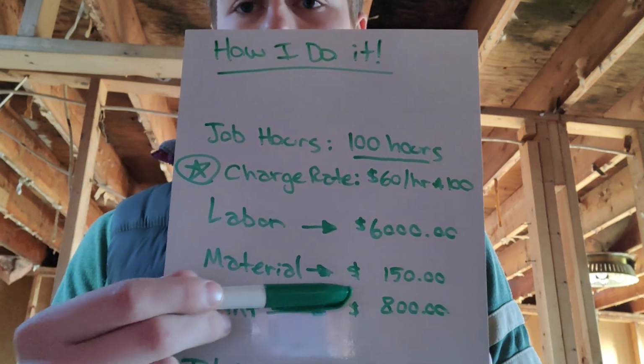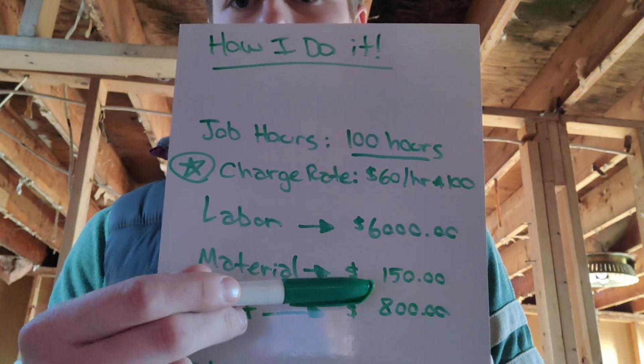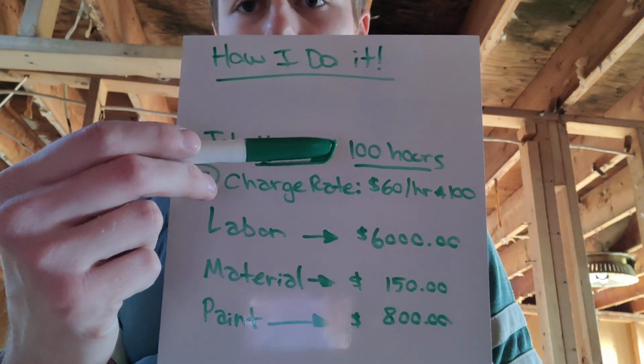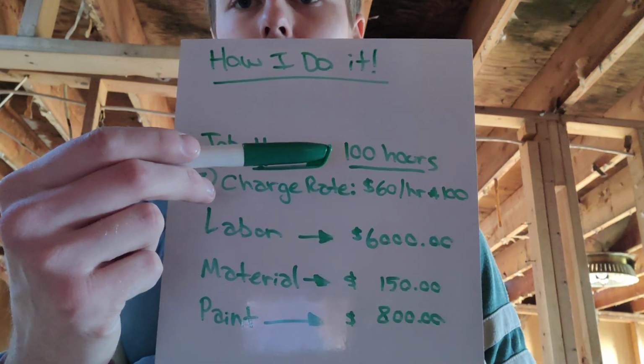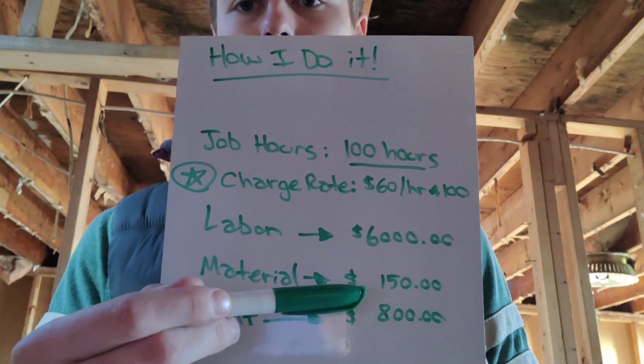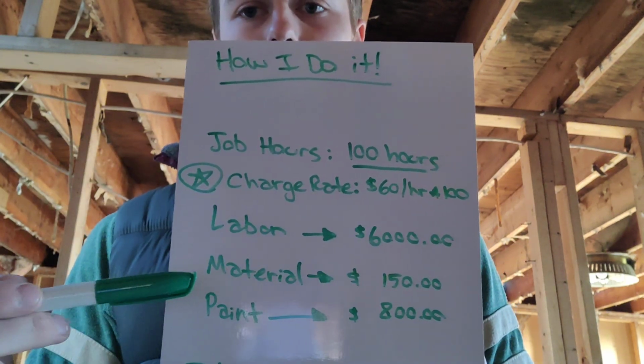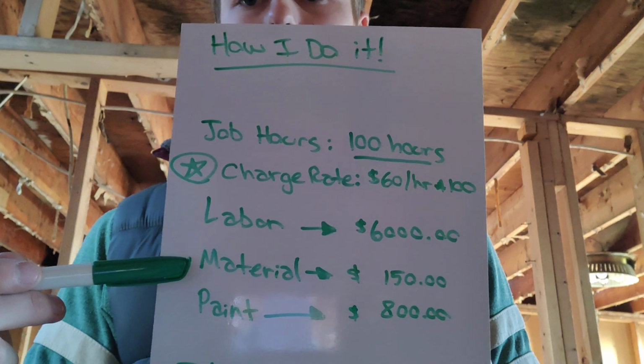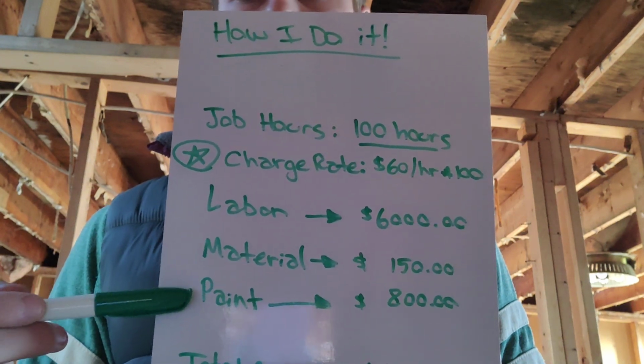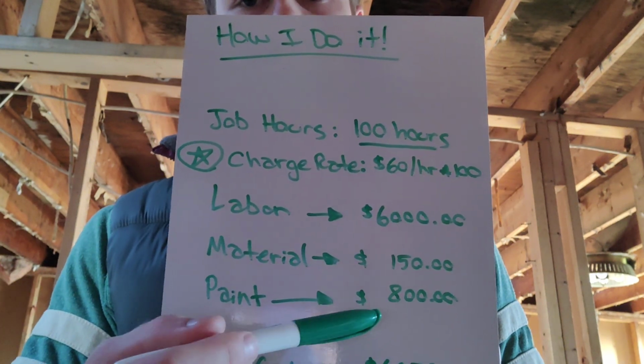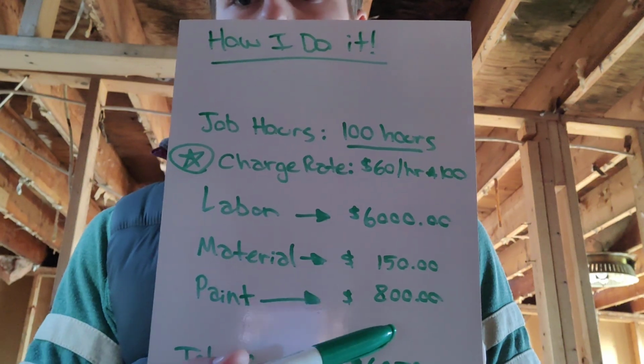Then for the material, I have 150 marked. How I get that is I always take the number of hours for the job, so it's 100 in this case, and I just add 50 to it. So 150 for material, that's any plastic, tape, etc. And then paint is my last category. I just wrote a random number of $800, for example.